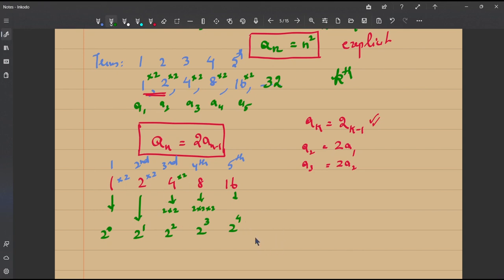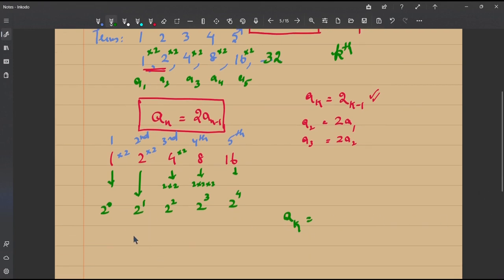What is AK? What is the kth term? AK would be equal to, now we'll have to look a little at what A2 is. Before writing what AK is, let me see what A2 is. A2 is equal to, is it 2 times A1? That is, is A2 2 times A1? Of course, yes it is, but I wanted to know a formula which is independent of the preceding term. So what is A2?